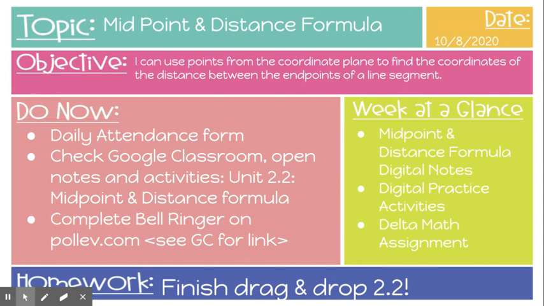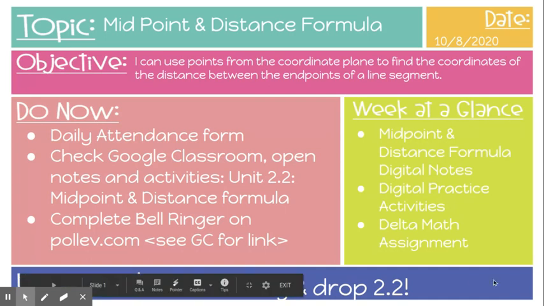So, what you're doing now is make sure you go do your daily attendance form, check your Google Classroom, and you're going to open the notes and the activities for Unit 2.2 labeled Midpoint and Distance Formula. You're going to complete your bell ringers on Poll Everywhere at pollev.com. You can see the Google Classroom for the link.